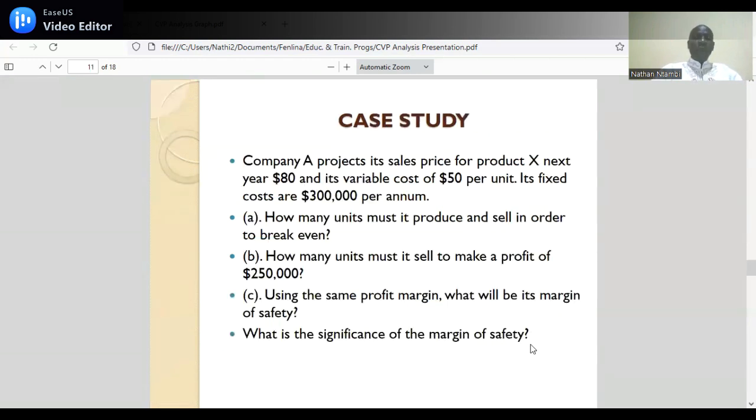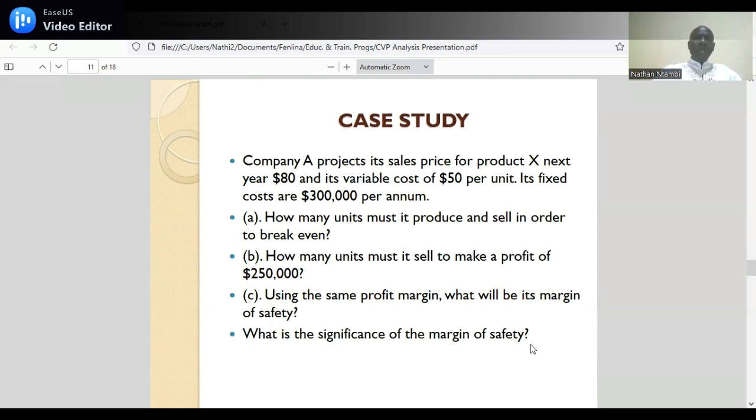We are going to end with a case study which goes as follows. Company A projects its sales price for product X next year at $80 and its variable cost at $50 per unit. Its fixed costs are $330,000 per annum.